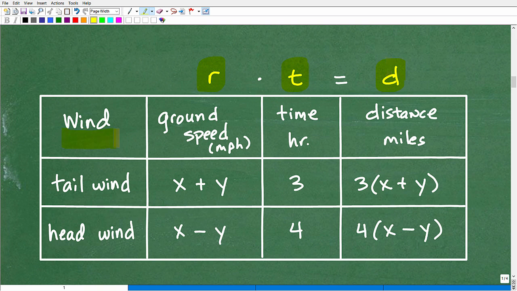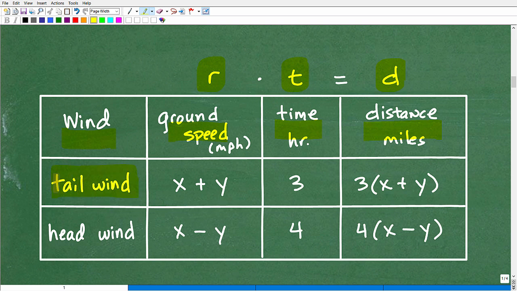Well, we have wind. We have to consider the wind. And then we have the ground speed of the aircraft, okay? Now, the ground speed would be like the actual speed it's flying, like how fast it's going when we consider the wind, okay? Then we have the time it took to travel or complete the flight, and then we have the distance the airplane traveled.